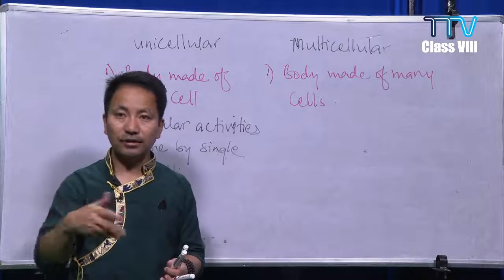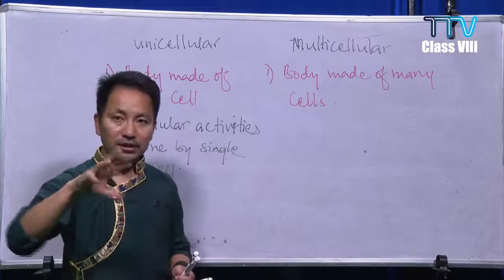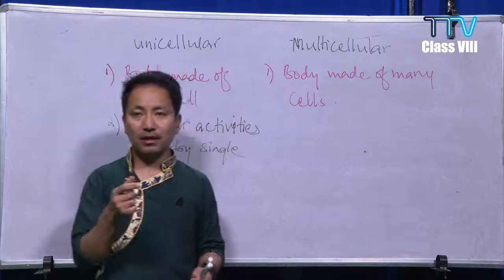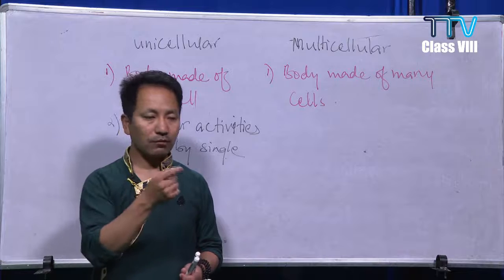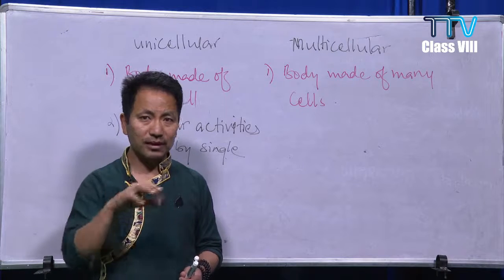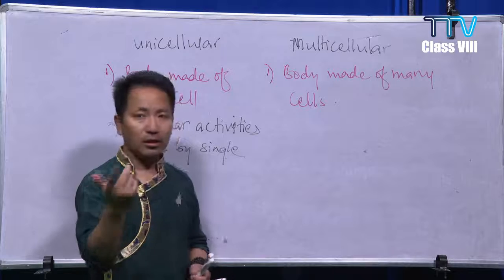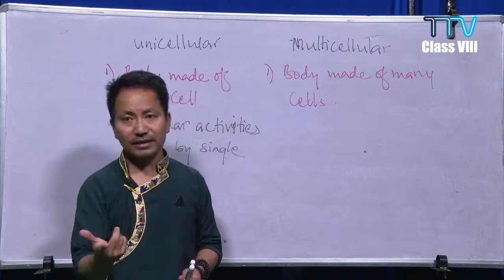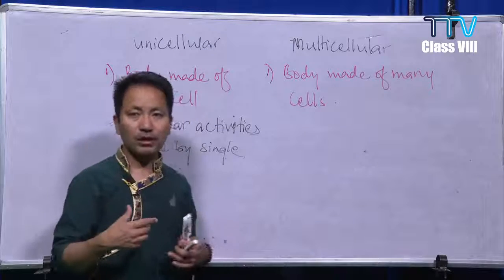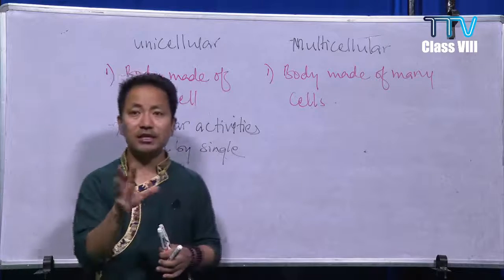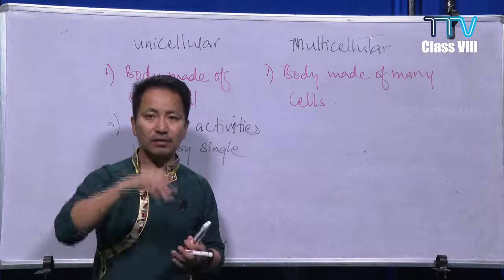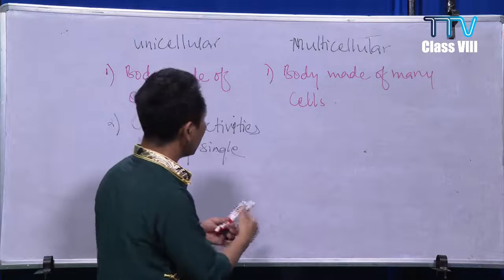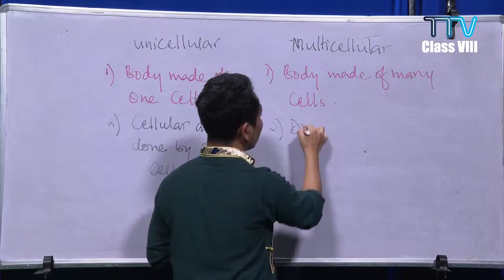In a multicellular organism, there is division of labor. There are different kinds of cells, like for example we have nerve cells, we have muscle cells, we have bone cells, we have blood cells.